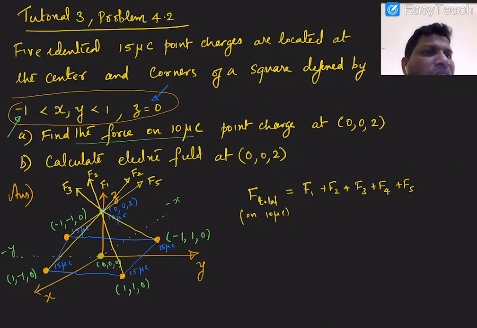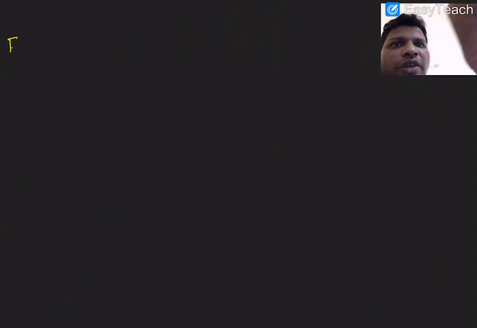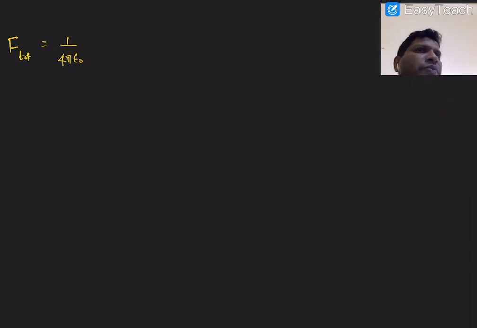So we will find each term. What is my F1? F1 is equal to 1 by 4 pi epsilon 0, or I will write it in a combined way on the next page. So what will be my total force? F1 is equal to 1 by 4 pi epsilon 0 into Q1. What is my Q1? The Q1 is 15 microcoulomb, and everywhere it is 15 microcoulomb. So 15 microcoulomb into 10 microcoulomb.